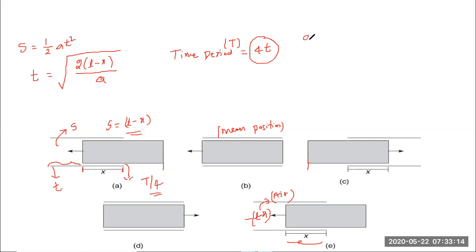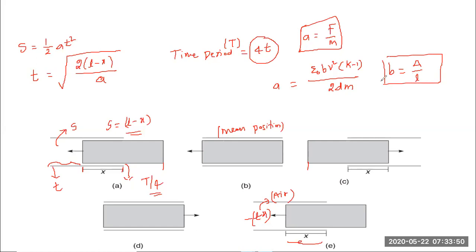And here, acceleration is equal to F by M, where M is the mass of the dielectric material that is oscillating. F we have already found, no? Therefore, you can write acceleration as epsilon naught b V square into K minus 1 by 2 d M. And if you want, you can substitute b is equal to A by L. If A is given, that will be up to you, students. According to the data, you have to proceed.